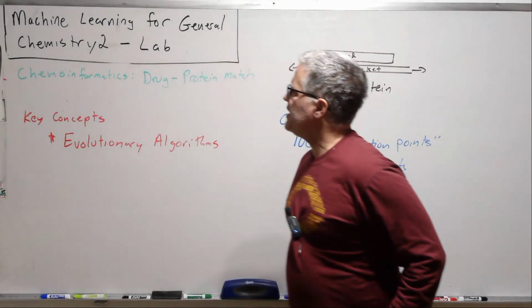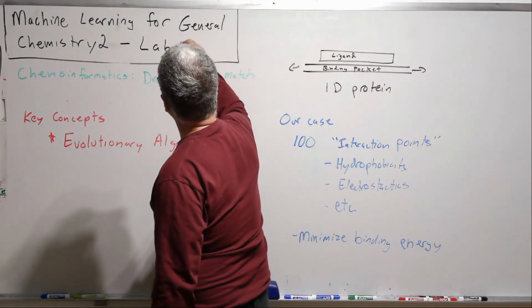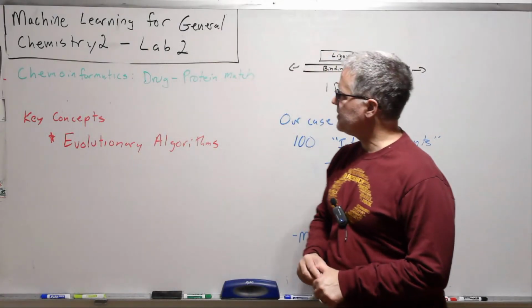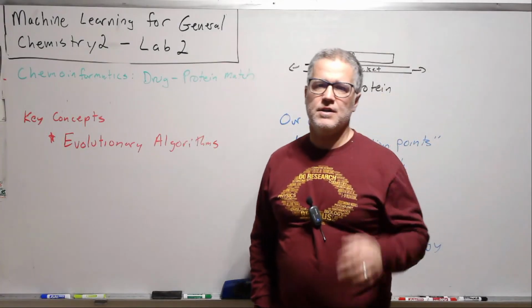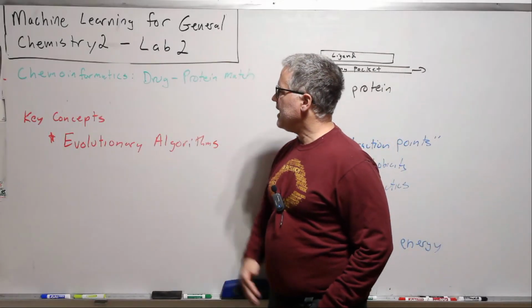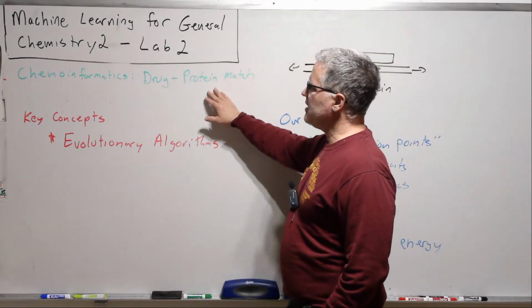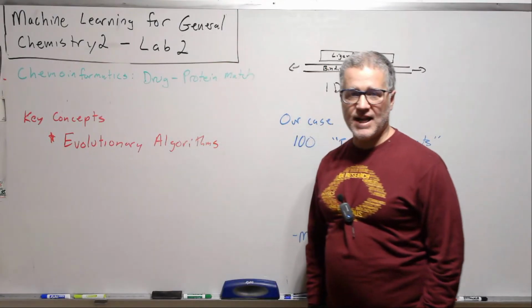Okay, I think we'll get started. So this is Machine Learning for General Chemistry 2, lab number 2. And we're going to be focusing on this idea of chemoinformatics, or cheminformatics as it's sometimes called. And we're going to be modeling in a very simplistic way a drug-protein match.